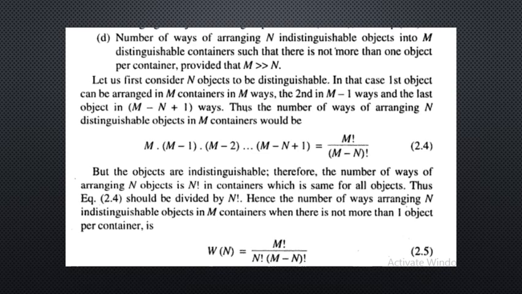But the objects are indistinguishable. Therefore, the number of ways of arranging n objects in the containers is factorial n, which is the same for all objects. Thus, equation 2.4 should be divided by factorial n. Hence, the number of ways of arranging n indistinguishable objects in m containers when there is not more than one object per container is given by W is equal to factorial m upon factorial n into factorial m minus n.